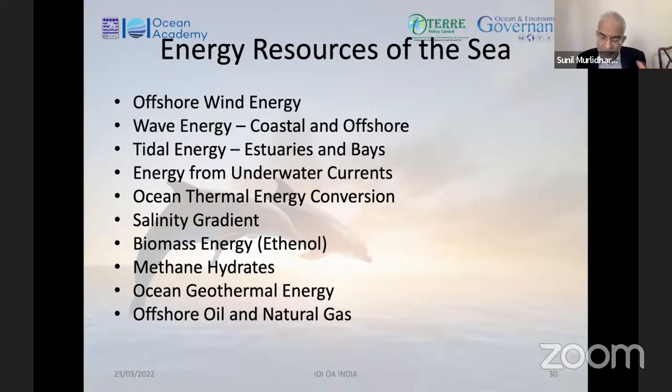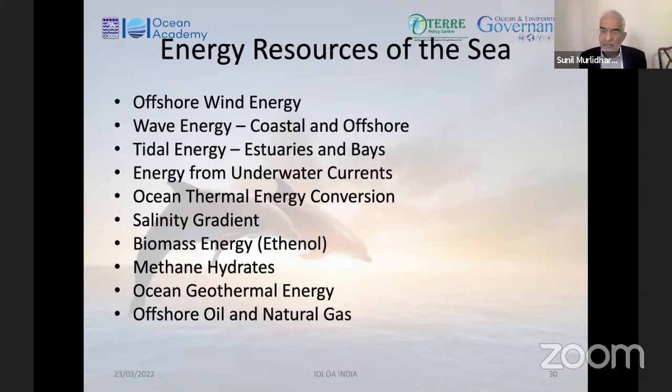Then you have a very controversial source of energy called methane hydrates. Methane, as you know, CH4, is a gas, and it burns readily like natural gas. Methane hydrates are at depth in the ocean, at very cold temperatures and under high pressure, and they are almost like frozen ice there. In many places there are methane hydrates, and they can be drilled and then brought up as gas.